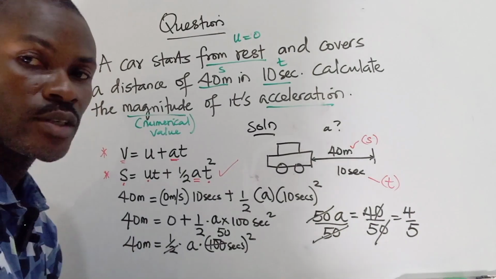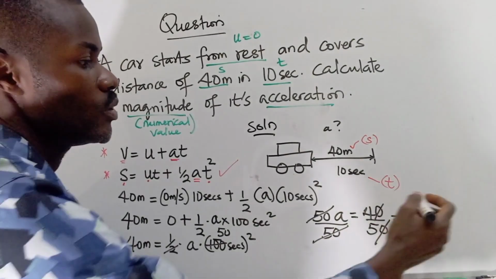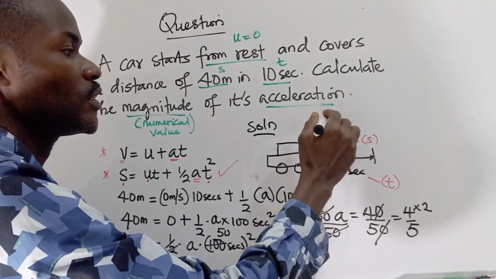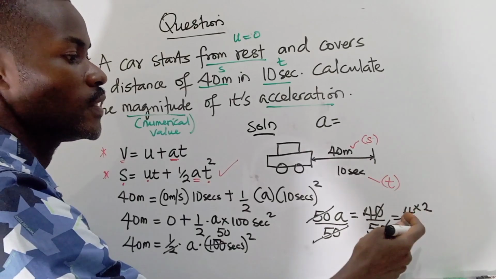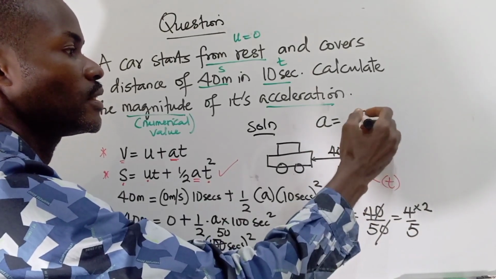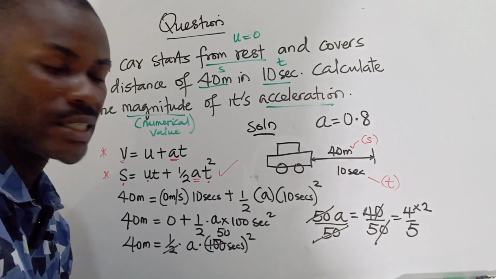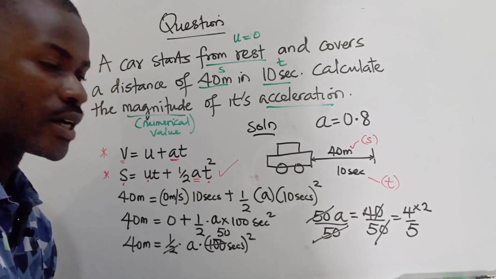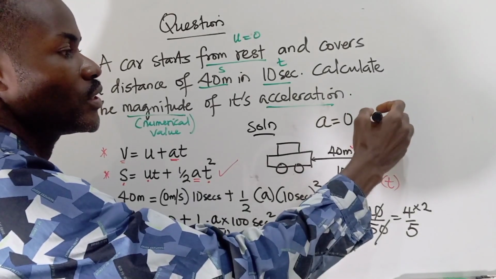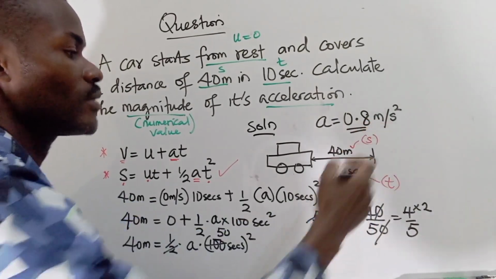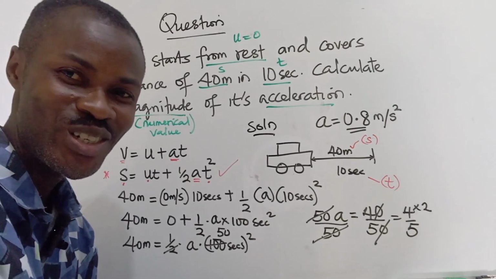Now 4 over 5, if we convert it to decimal, we simply need to times this by 2. So 4 times 2 is 8. If I put a dot here and cover this, our acceleration is 0.8. For now, we are going to put our units. The unit of acceleration is meters per second squared. So this gives us the simple solution to this problem.